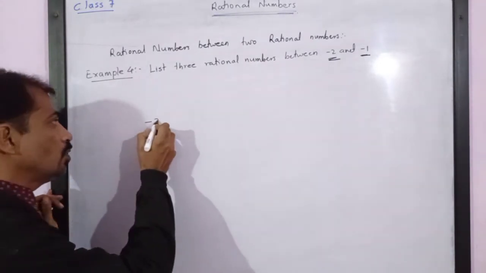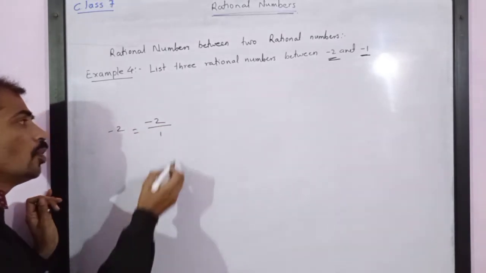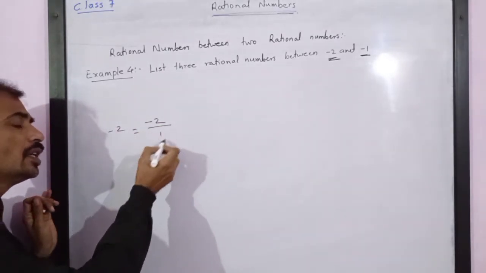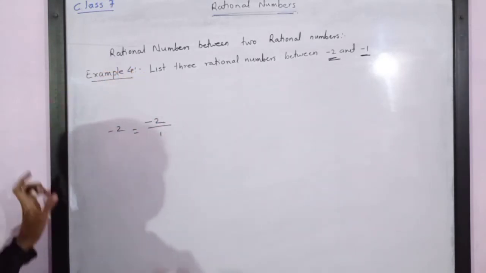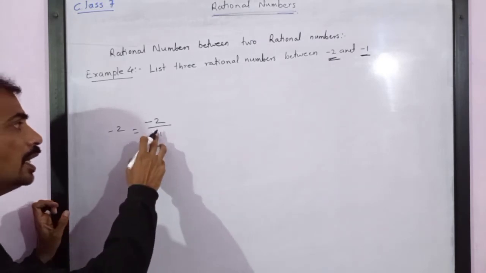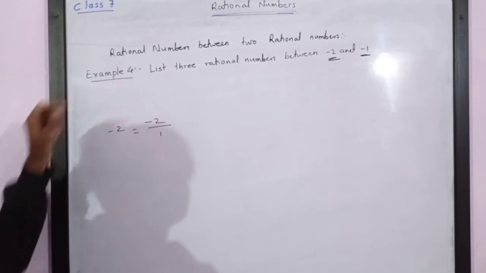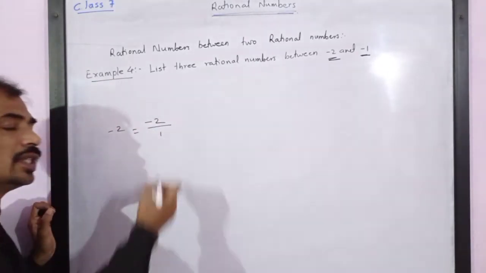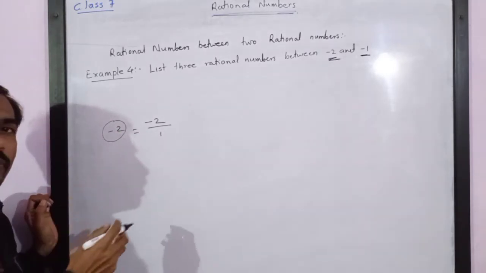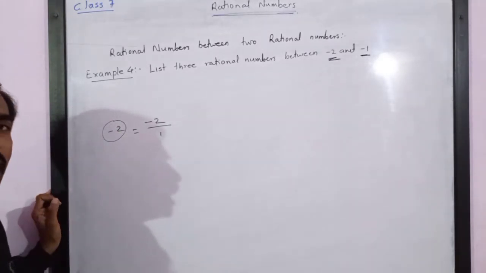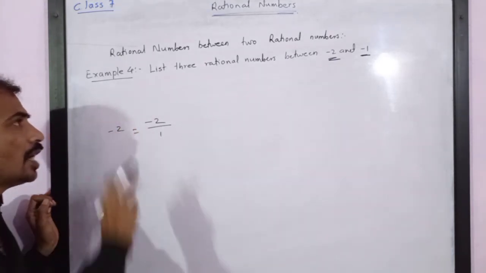Reason is -2 can be written as -2 upon 1. If the denominator is 1, there is no need to write it. So -2 can be written as -2 upon 1, where the denominator is an integer. 1 is an integer. Hence -2 upon 1, where p is equal to -2 and q is equal to 1. So if we are able to write -2 in p upon q form, where p and q are integers and q is not equal to 0, it means every integer is a rational number.